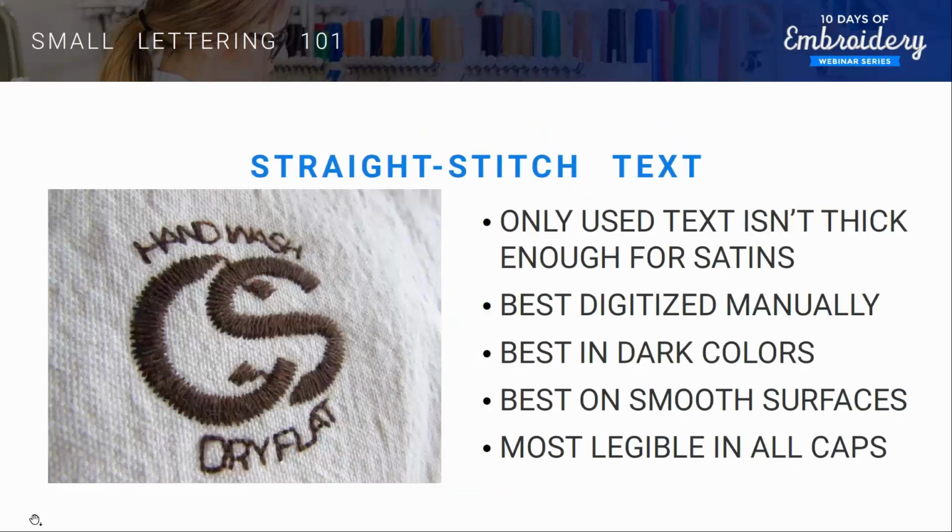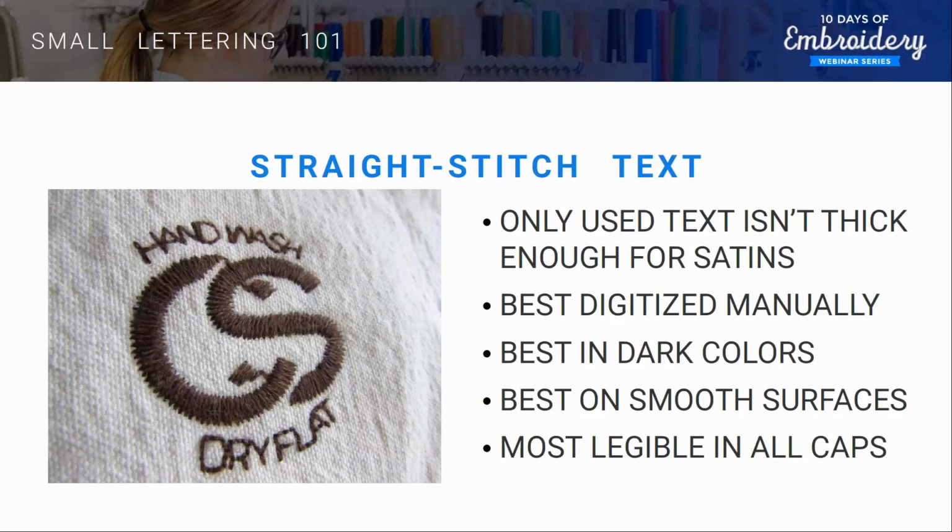Now, straight stitch text. We'll run through this carefully, but this is only used when you don't have enough room to have lettering thick enough for satin stitches. The second thing is it's best digitized manually. There are straight stitch fonts, and some of them work all right, but some of the connectors between them and the fact that it runs one letter at a time can cause issues depending on where you are with your passes and trying to get everything in the right number of passes and not have connectors.